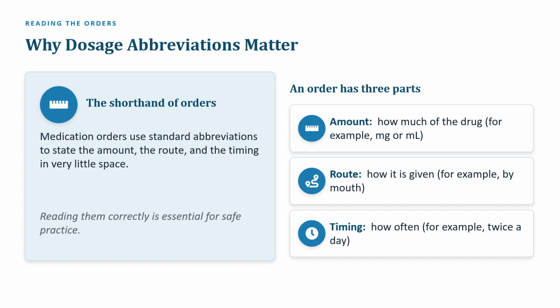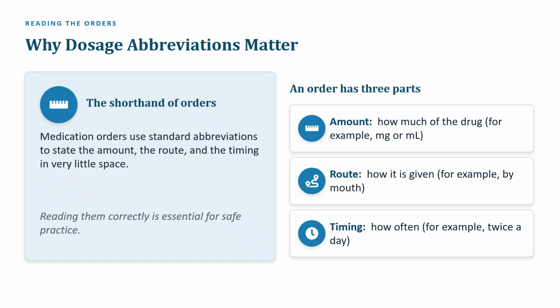Second, the route, meaning how the drug is given, such as by mouth. Third, the timing, meaning how often it's taken, such as twice a day. When you can read all 3 parts, you can understand an order at a glance.